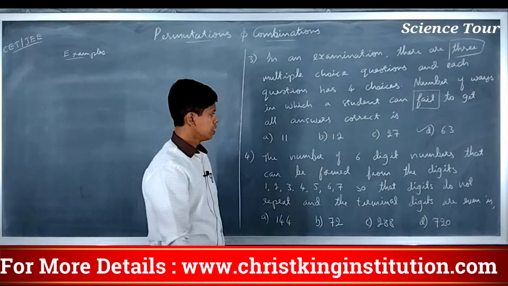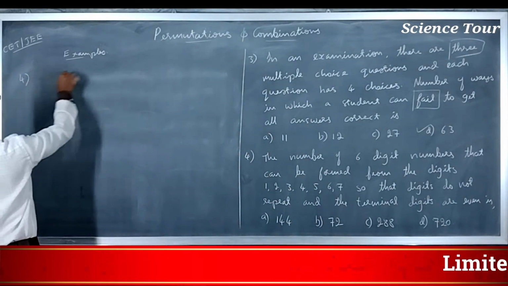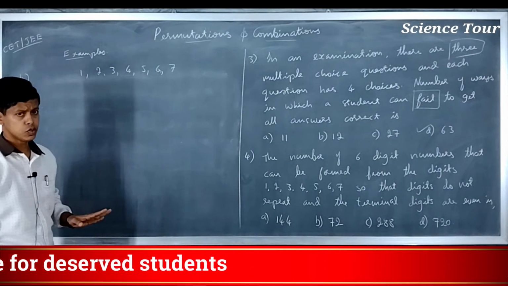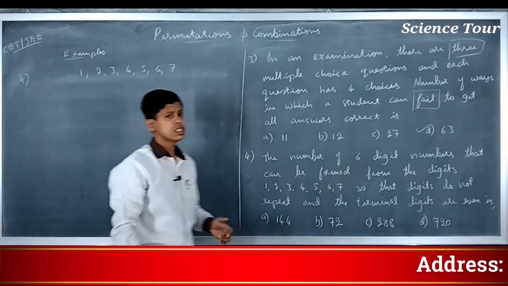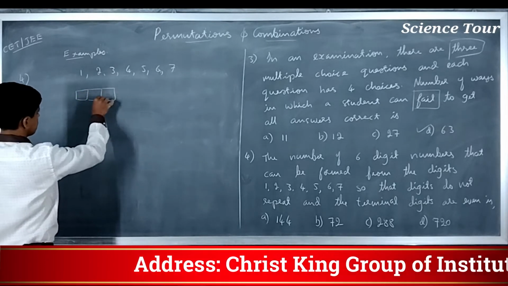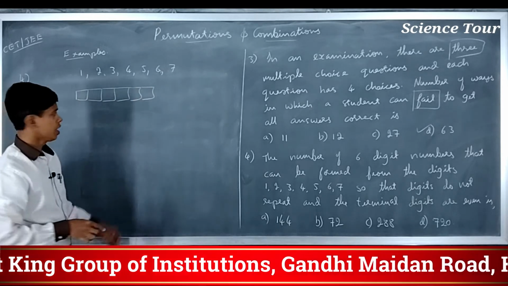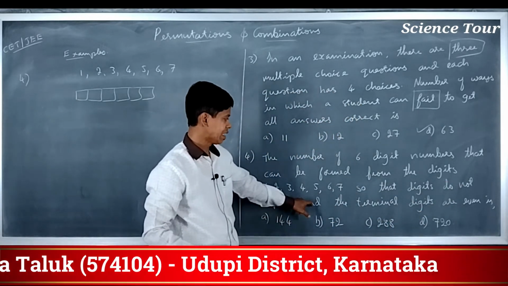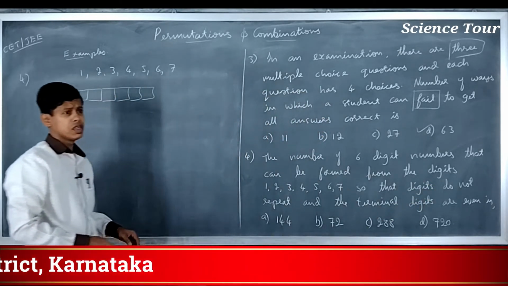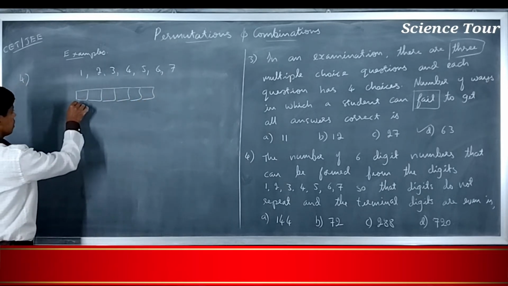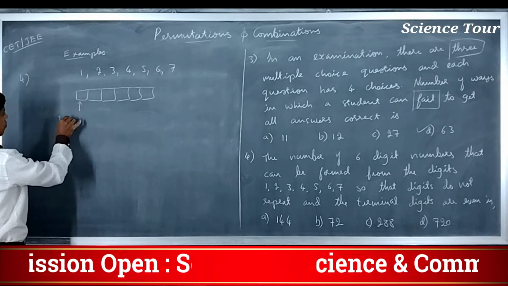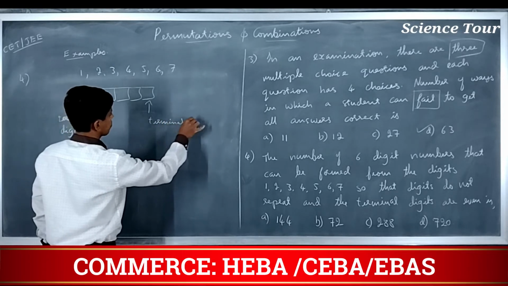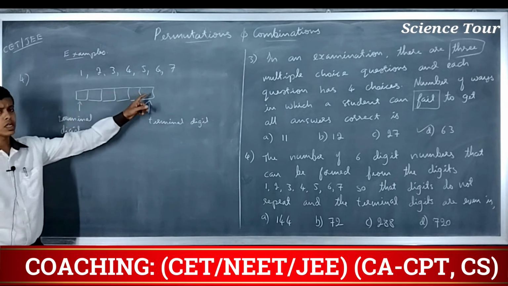Alright, the number of 6 digit numbers. So totally 1, 2, 3, 4, 5, 6 and 7. So totally these many numbers are given to you, and out of that you have to select 6 digits and make a number. So there are totally 6 vacant places, and you have to generate a number, so that digits do not repeat, one condition, and the terminal digits are even. So what do you mean by the terminal digits? End digits. All right, so this is a terminal digit, as well as this is also a terminal digit. Well, so those two terminal digits must be even.